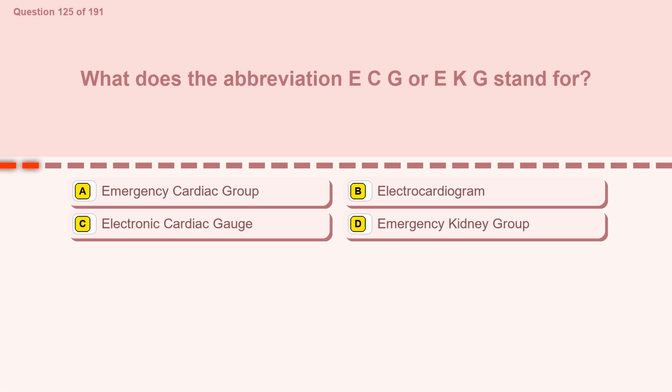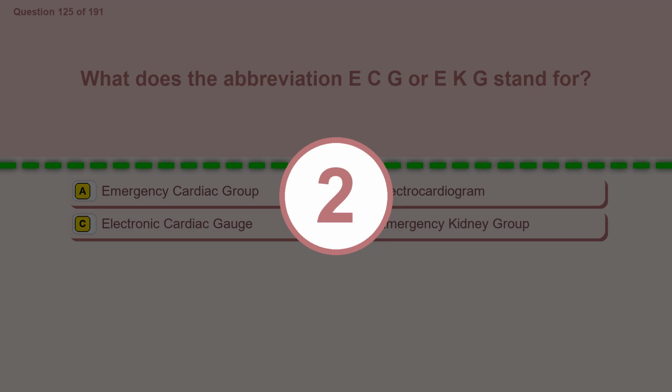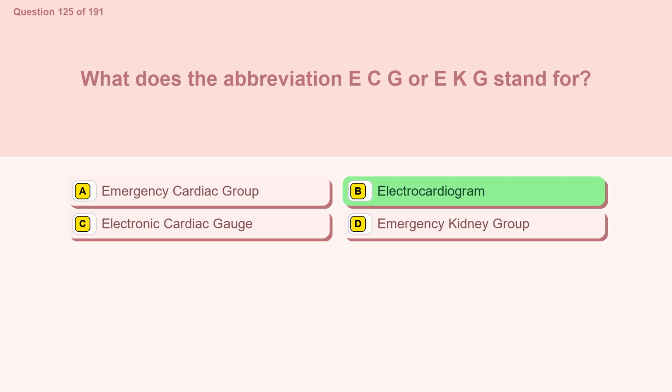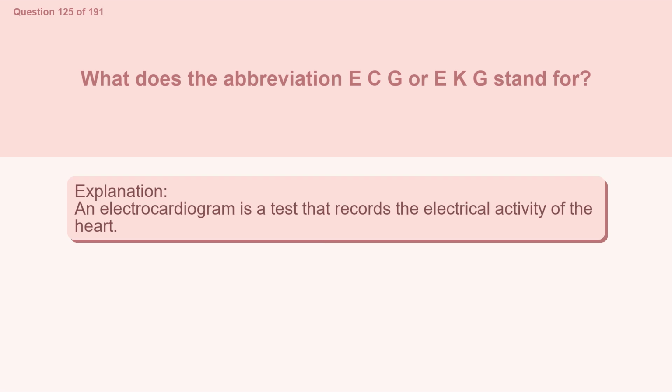Question 125. What does the abbreviation ECG or EKG stand for? Option A, emergency cardiac group. Option B, electrocardiogram. Option C, electronic cardiac gauge. Option D, emergency kidney group. The correct answer is option B, electrocardiogram. An electrocardiogram is a test that records the electrical activity of the heart.